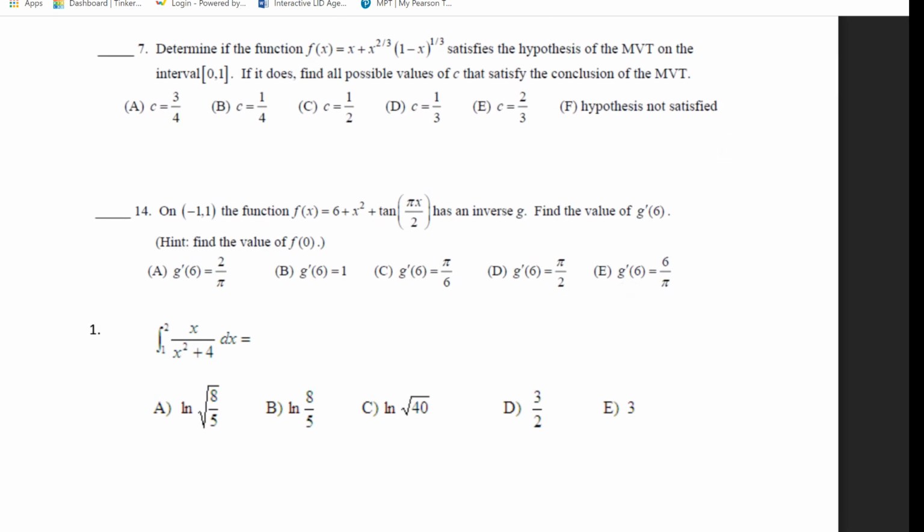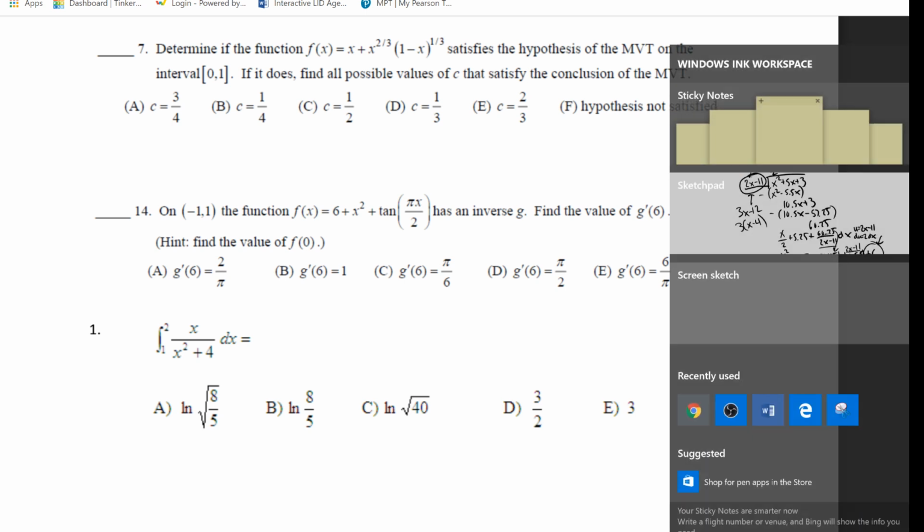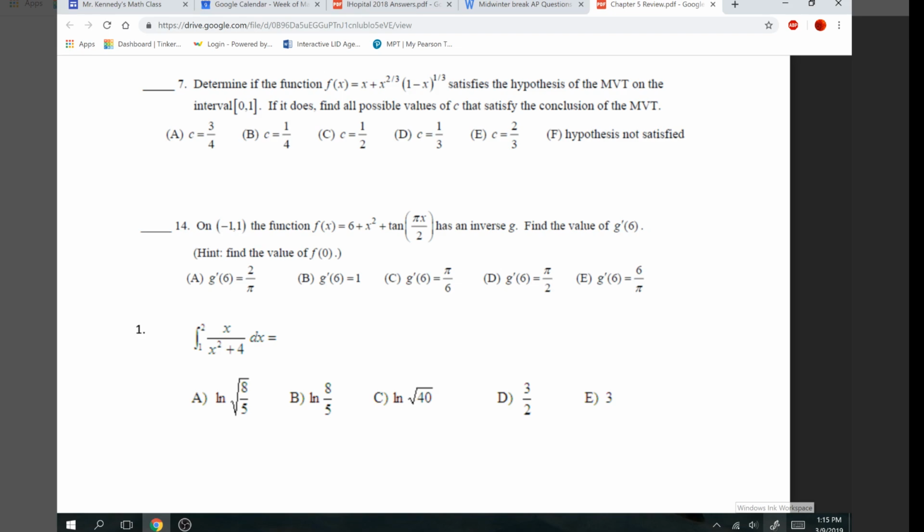I could look at 7. 7's a trickier question on here, and I know this guy. So, if we were to do 7, it says, determine where this function satisfies the mean value theorem on the interval 0 to 1. Or determine if it does. So, we have to take a derivative. Actually, do we have to take a derivative right away? No. Let's mean value theorem this. Let's just plug in 1 and 0 and see what we get.